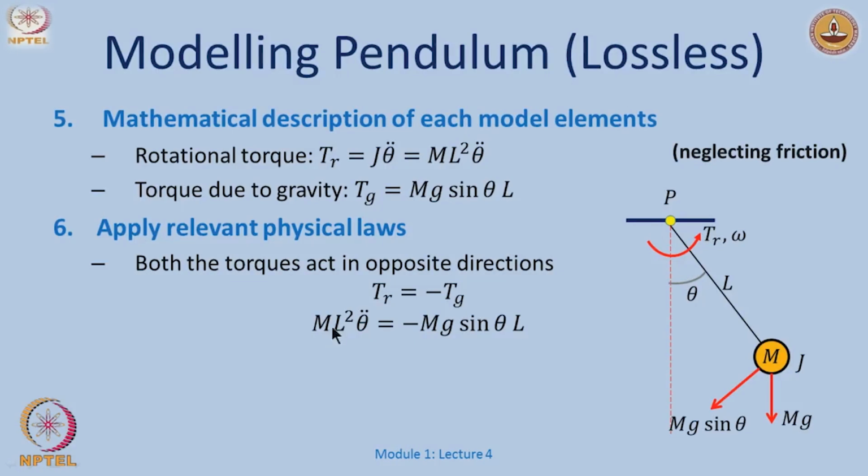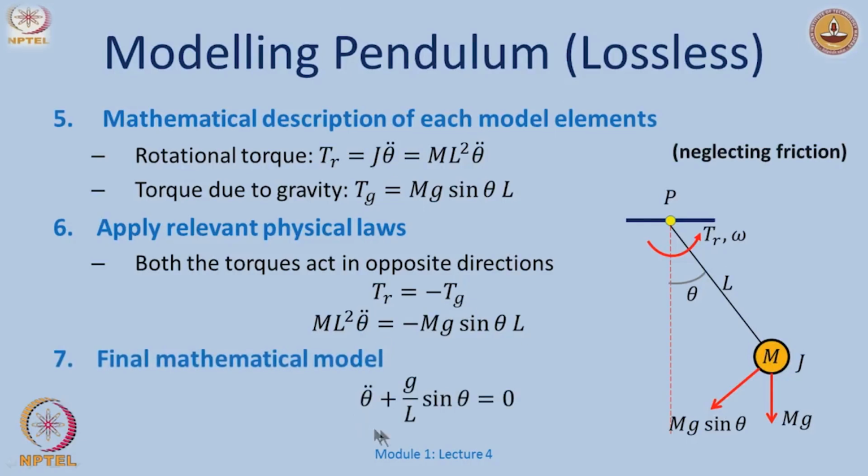So, ml square theta double dot, the torque, is compensated by minus Tg, and therefore I have the dynamics written as theta double dot plus g over L sin theta equals 0. So, this is just a lossless pendulum. Once you leave it from this position theta, it will keep on oscillating forever.